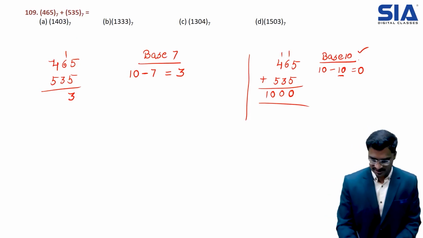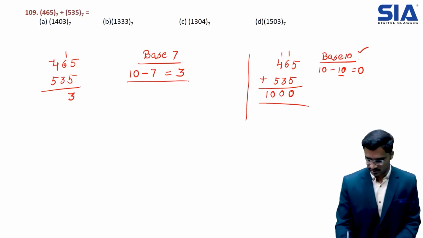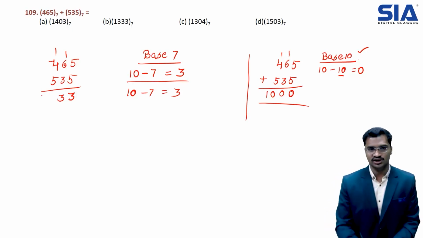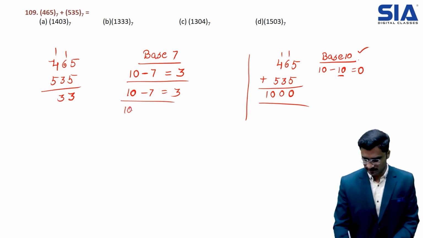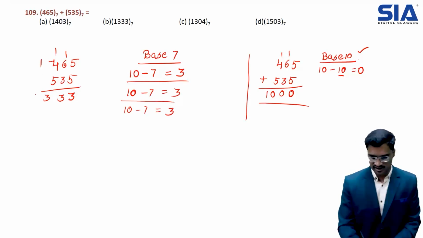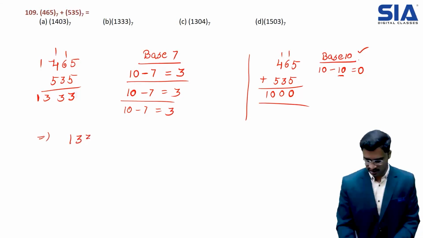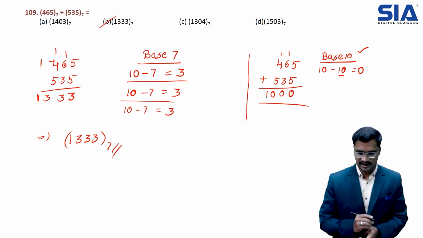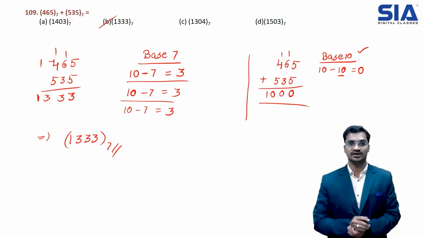In the same way, 6 plus 3 is 9, 9 plus 1 is 10. So the second one also comes as 10. 10 minus 7 is 3, so I am writing 3 here and carrying forward 1. So 5 plus 4 is 9, 9 plus 1 is 10. The third time also comes as 10 minus 7, which is 3, and 1 is carried forward. The number 1 should be written down. So after adding these values with base 7, I am getting the answer as 1333 base 7.